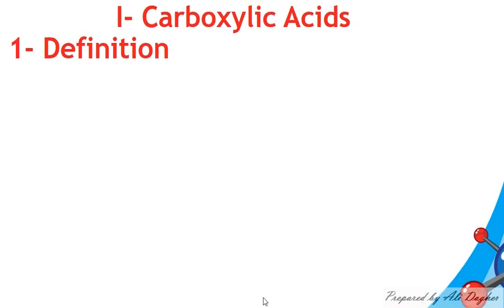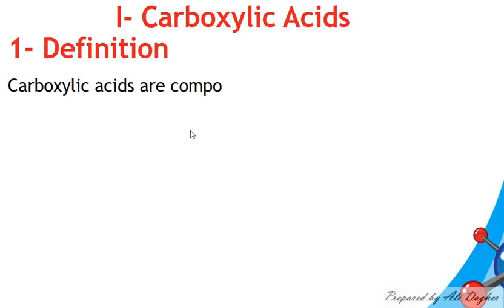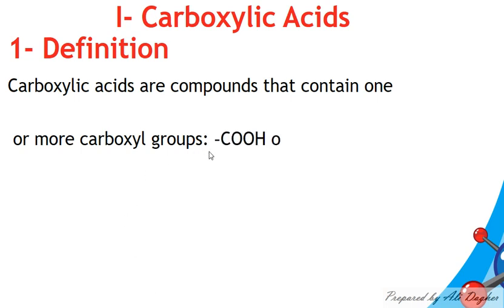This chapter is formed of two parts: carboxylic acids and derivatives of carboxylic acid. Now we will see the first part, carboxylic acids. One, definition. Carboxylic acids are compounds that contain one or more carboxyl groups, COOH or C double bond O single bond OH.